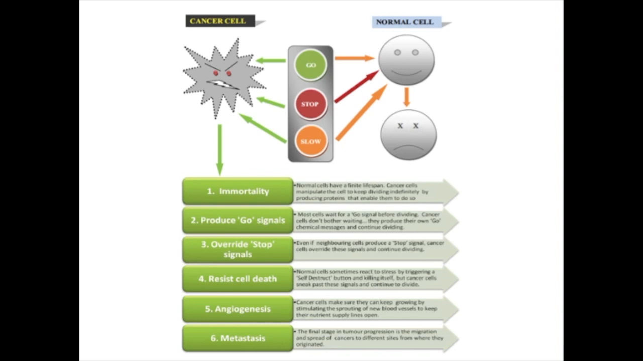1. Immortality: continuous cell division and limitless replication. 2. Produce GO signals, or growth factors, from oncogenes. 3. Override stop signals, anti-growth signals, from tumor suppressor genes. 4. Resistance to cell death or apoptosis. 5. Angiogenesis, the induction of new blood vessel growth. And 6. Metastasis, spread to other sites.